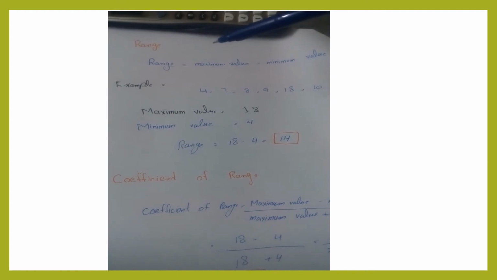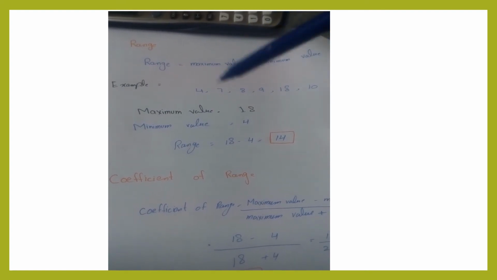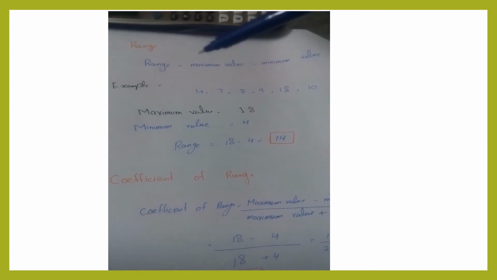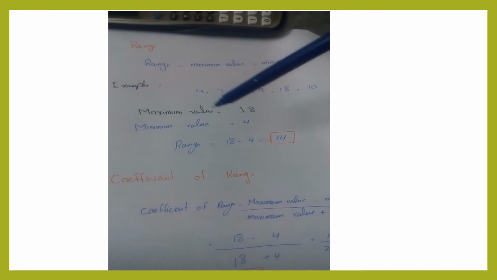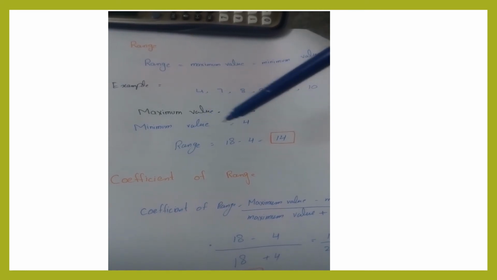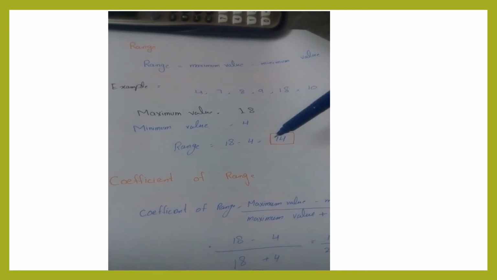Range. Range is basically the difference between a maximum value and a minimum value. Here is the formula of range: maximum value minus minimum value. For example, the maximum value is 18 and the minimum value is 4. The range is 18 minus 4, and 14 is the range.